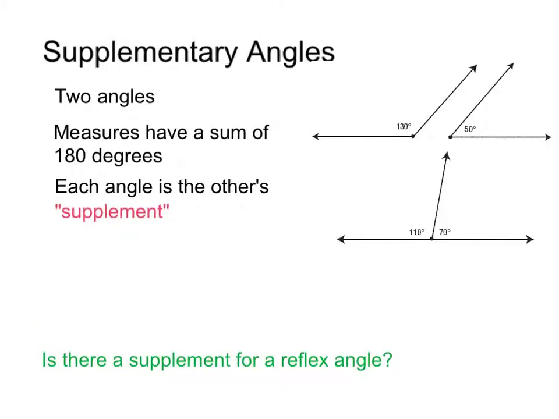Our next is very similar. Instead of complementary, we have supplementary angles, and instead of 90 degrees, we have 180 degrees, which is halfway around our circle. 130 plus 50 is, of course, 180. 110 plus 70 is, of course, 180. We're sharing the vertex here. We're adjacent angles here. We're not in these two, but they still have a sum of 180 degrees.